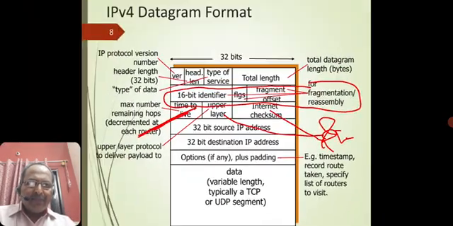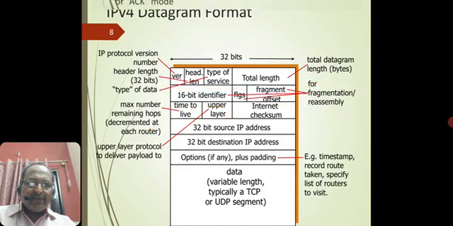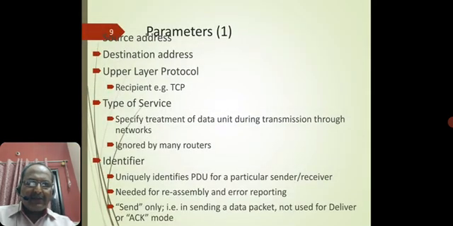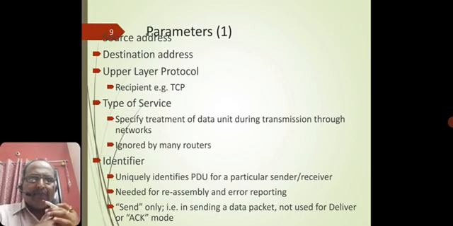Now next, one more important parameter that we need to consider is the destination address. The MAC address and the IP address have to be maintained. Next is the upper layer protocol, which may be a recipient, for example TCP, IP and other IP protocol systems. We call it an upper layer protocol system.